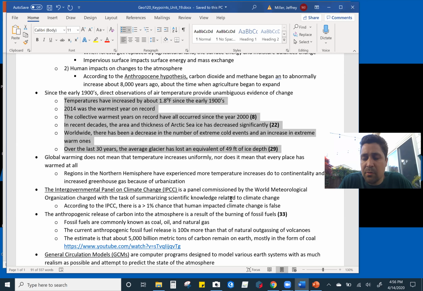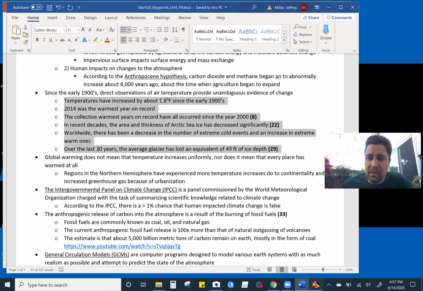2014, the warmest year on record, right? Collective warmest years on record have all occurred since the year 2000. So that means that over the last 20 years, we're seeing almost every year breaking the next record. So these records are meant to kind of last for quite some time. That's the whole point of them being a record. But they are constantly being upended by the following year.